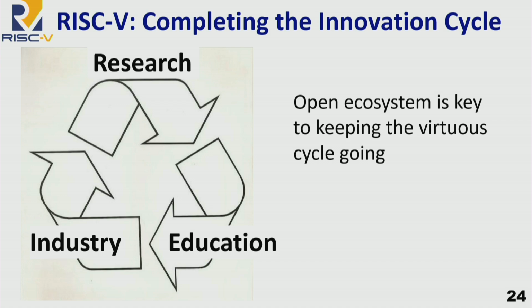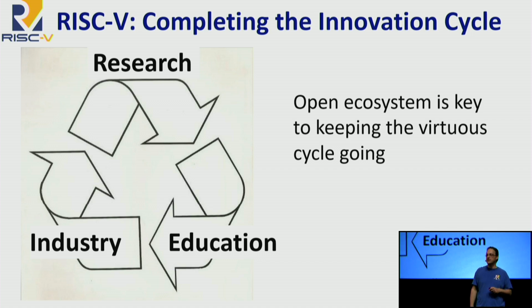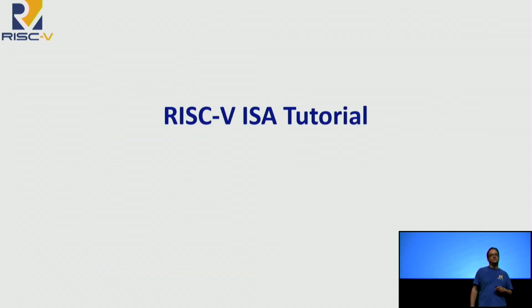Industry hits a problem, tells researchers, go work on it. Researchers can work on that problem. And the tech transfer is very quick and seamless because everybody's using the same thing. So having this open ecosystem allows this very virtuous cycle that I think is going to be key to innovation going forward. So that's kind of my overview of RISC-V and where it is. And I'll jump now and do a deep dive.